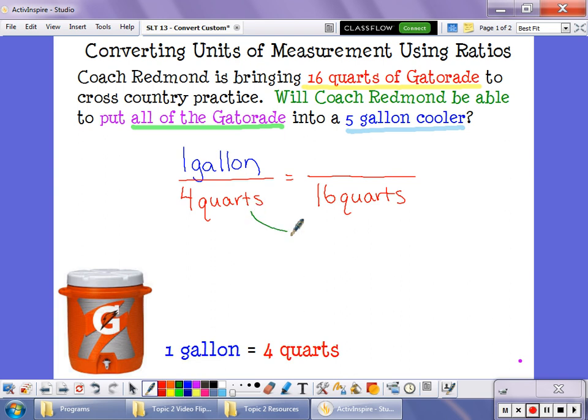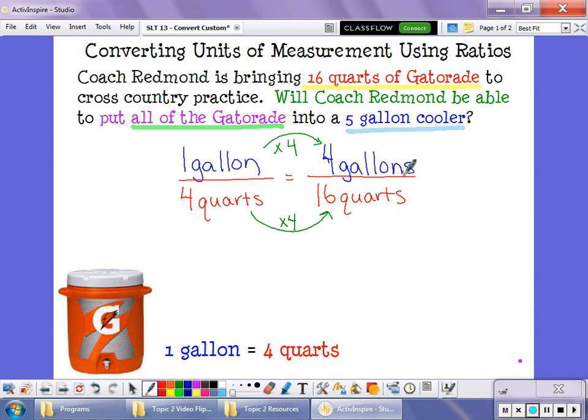If I want to go from 4 quarts to 16 quarts, that's like saying I have 4 times as many quarts, which means I'm going to have 4 times as many gallons. So 1 gallon times 4 means that she has 4 gallons of Gatorade.